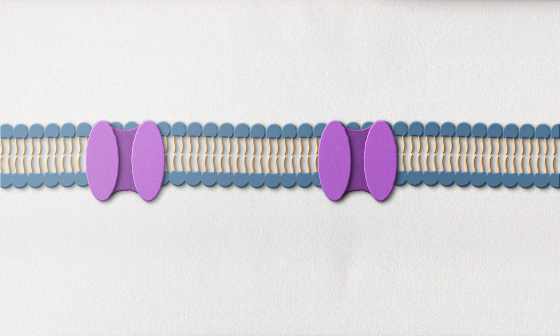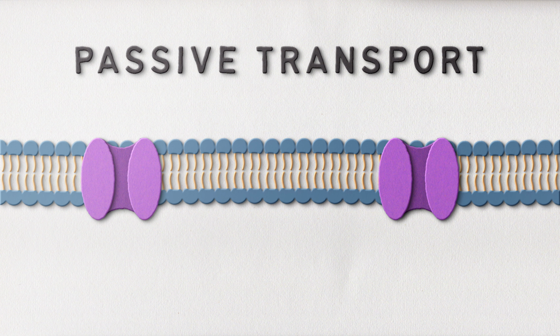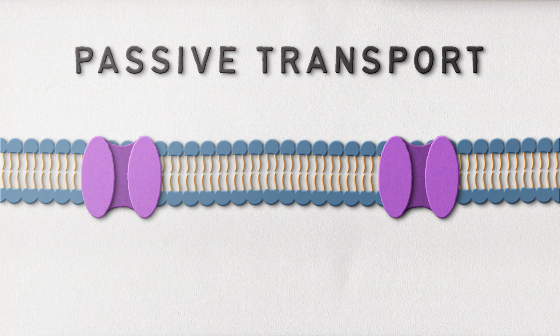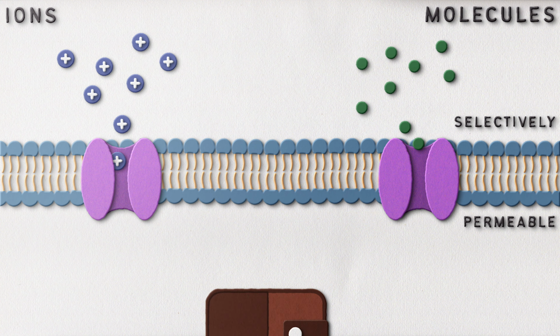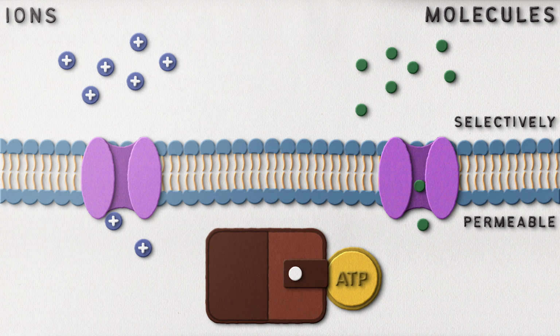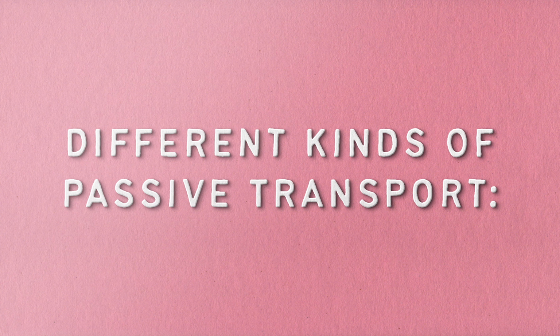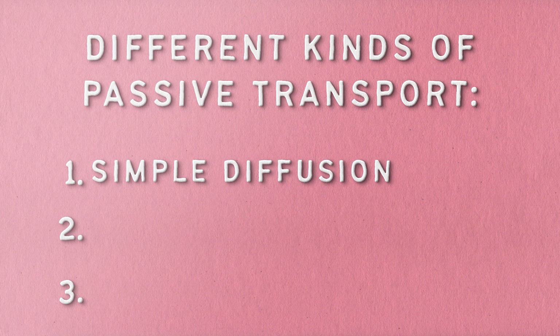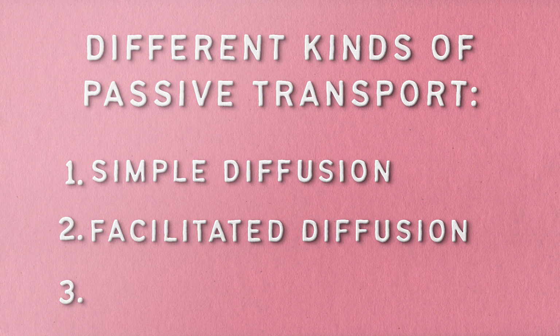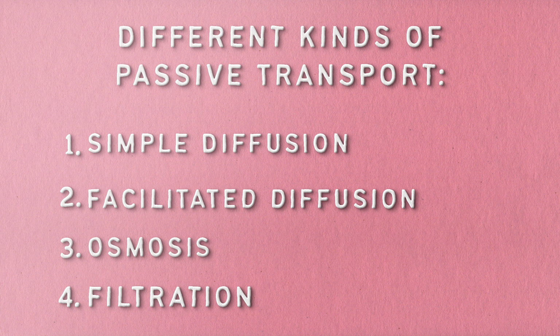Now that we know what passive transport is and the key players involved in it, talking about ions and molecules, selectively permeable membrane, and absolutely no ATP, it's time for us to talk about the different kinds of passive transport. There are three main ones we'll be looking at today: simple diffusion, facilitated diffusion, and osmosis. Filtration is another type of passive transport, but that's a video for another day.